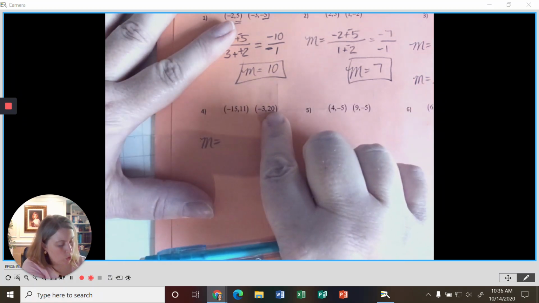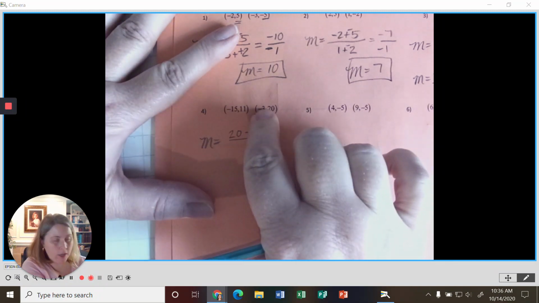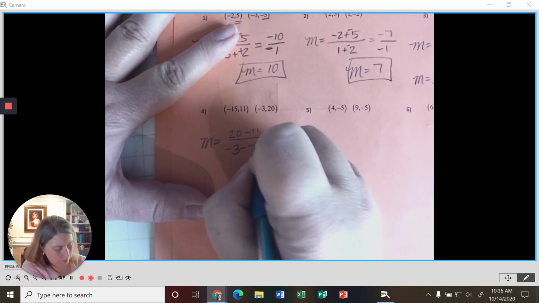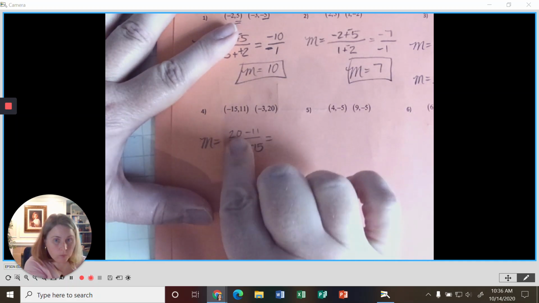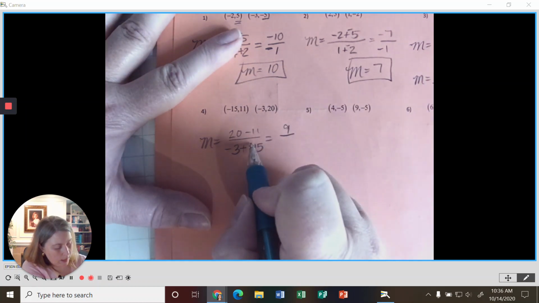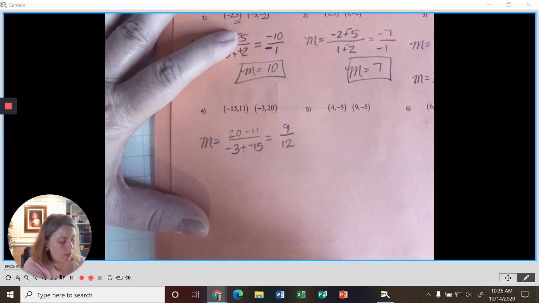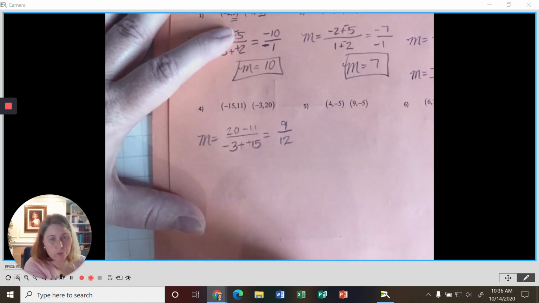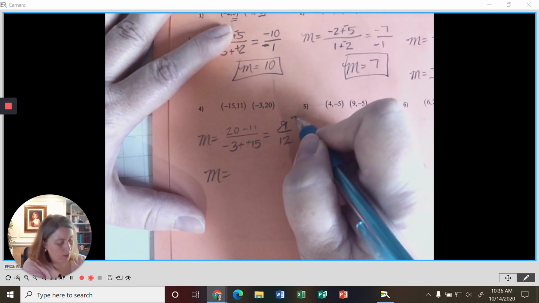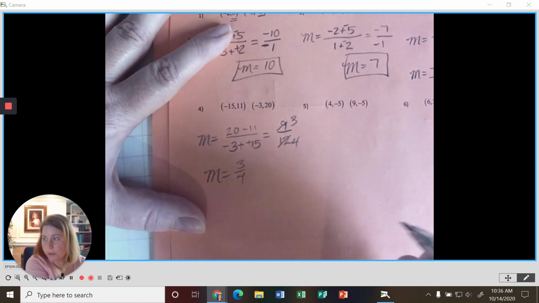Change in y, so it'll be 20 minus 11 over change in x, negative 3 minus negative 15. 20 minus 11 is 9. Never subtract, add the opposite. So we have negative 3 plus 15, so that's positive 12. So 9/12, those are both divisible by 3. So 9 divided by 3 is 3, 12 divided by 3 is 4. So our slope is 3/4.